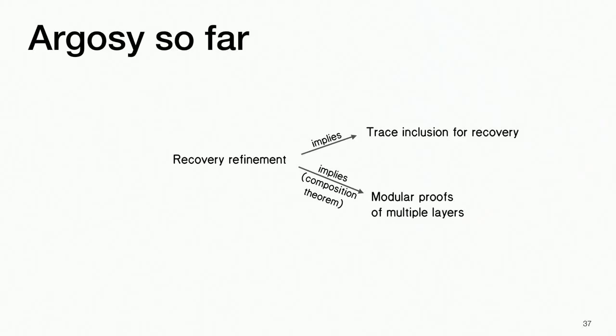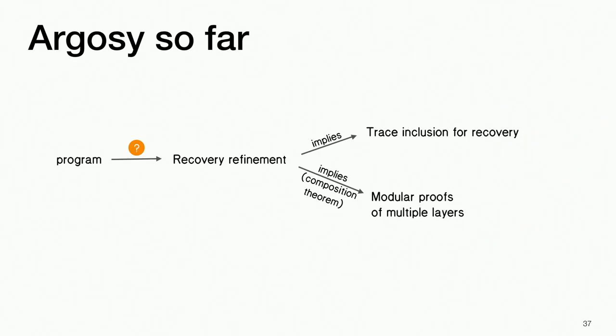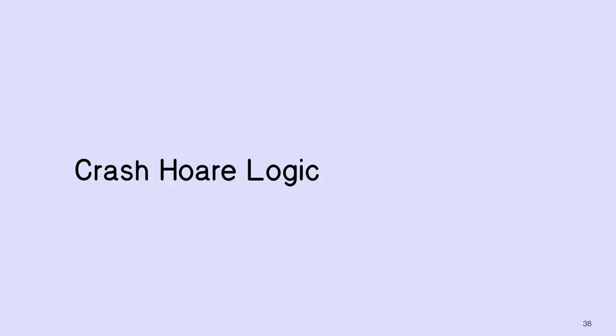OK, so the story so far has had recovery refinement. And from recovery refinement, we've gotten two properties: correctness in the sense of trace inclusion, and also modularity because of the composition theorem. But I haven't talked about how you'd actually establish a recovery refinement in the first place, given just a program. This is where Crash Hoare Logic comes in.